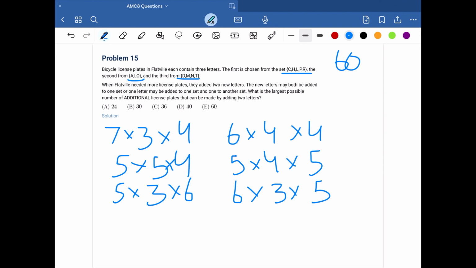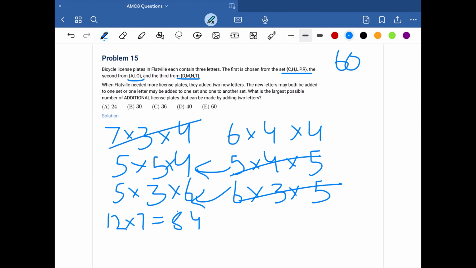Well, at first, we can simplify this by crossing out all the duplicates. So this is a duplicate of this, and this is a duplicate of this. Okay, so we do not need both of them. We just need to find the greatest one of them. And let's start by multiplying all of them. So first we'll start with this one. 4 times 3 is 12, times 7 is equal to 84, which is obviously probably not going to be the greatest one. Next one is 6 times 4 times 4. So 6 times 4 is 24, times 4, which is 96.